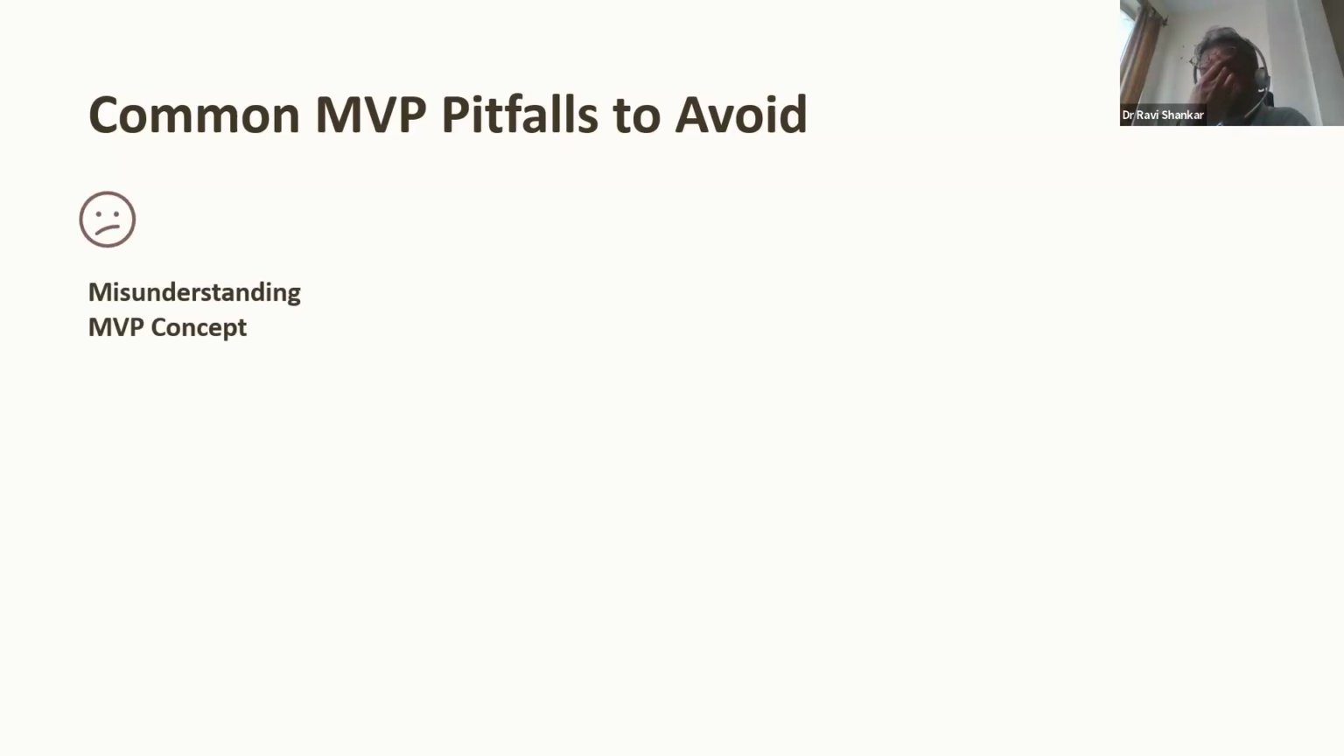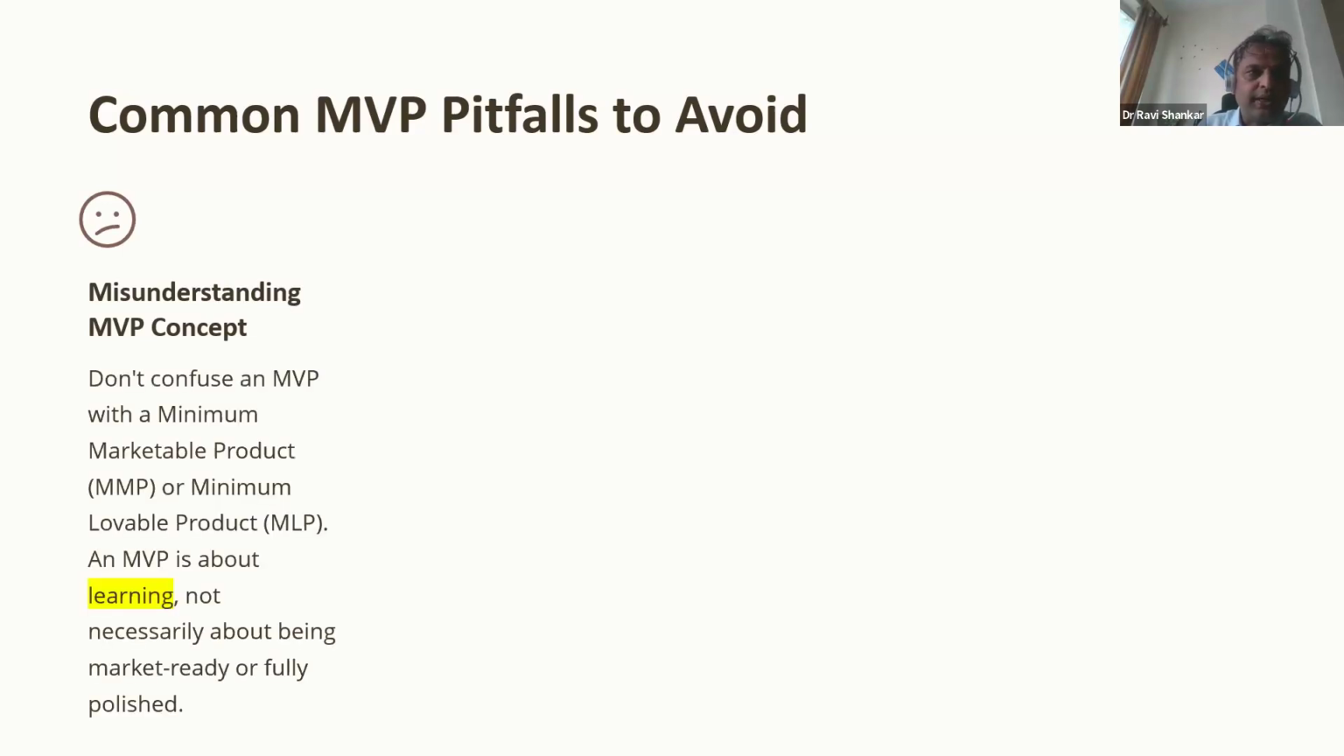The first one is a misunderstanding of the concept itself, right? If you don't understand the concept, which is what we have spent time on in the last four or five slides, a disproportionately larger amount of time, and rightfully so. There are various ways in which you may not get the concept right. If you understand that it's all about learning, then you're not confusing the concept of MVP with that of a minimum marketable product or a lovable product. It's not about marketing. It's not about falling in love with your product or your customers. It's about learning the customer pain points.